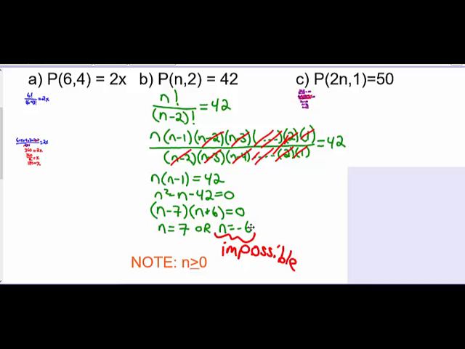The idea of having -6 items and taking 2 of them and putting them in some kind of order doesn't make sense. So our permutations and our combinations, because of what they represent, will never be negative values. Now we'll solve it normally. We'll get down in this case to the point where we have potentially 2 answers. But if one of them is negative, we cannot use it.